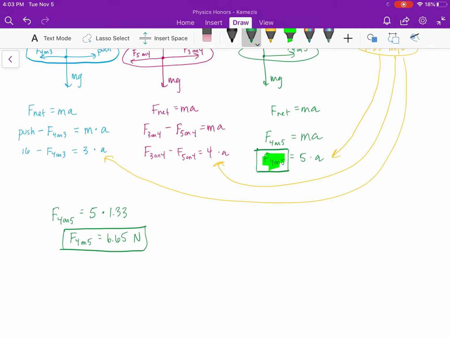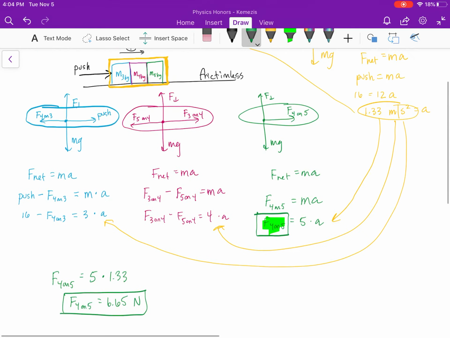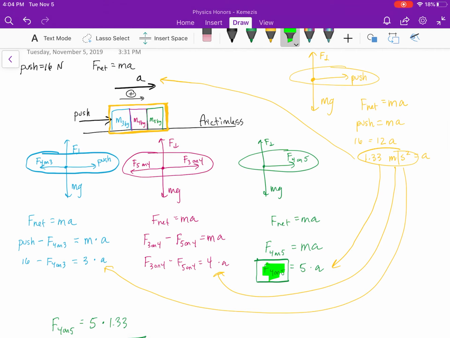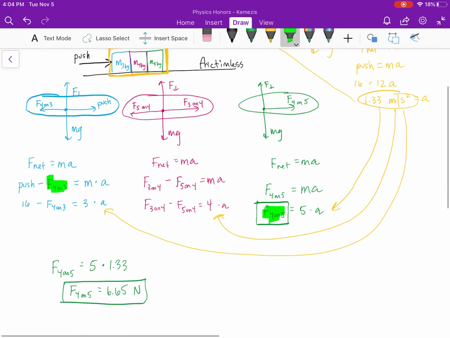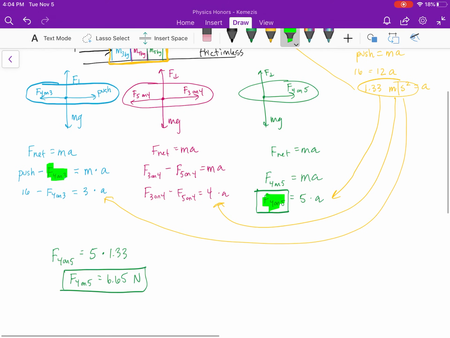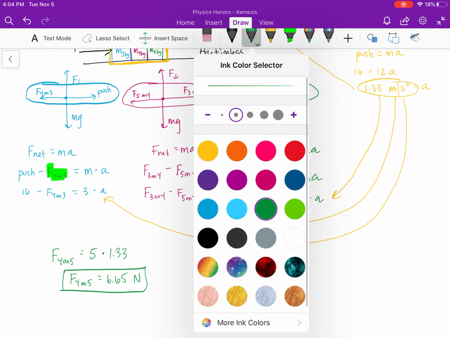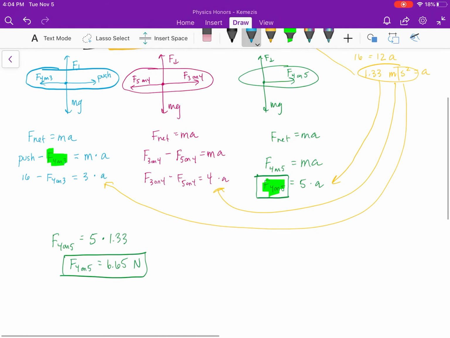The next question is, what force does the 4 kilogram box exert on the 3 kilogram box? And again, we have that in one of these equations. Right? We see F4 on 3. And we knew everything in that equation except for the acceleration, but now that we solved acceleration, we now know that, and we can solve. Right? So we're going to say 16 minus F4 on 3 is equal to our mass times our acceleration that we just got.